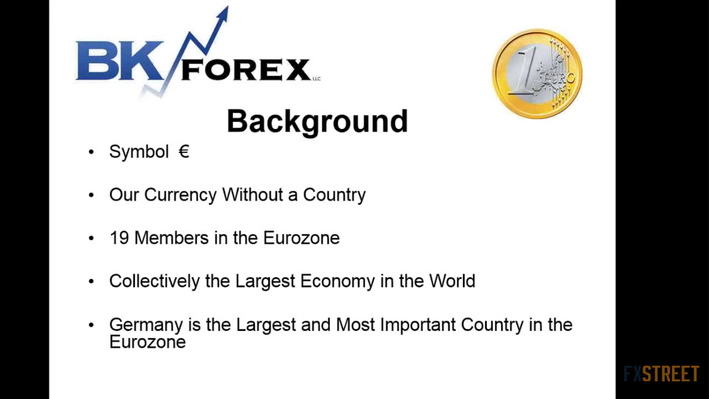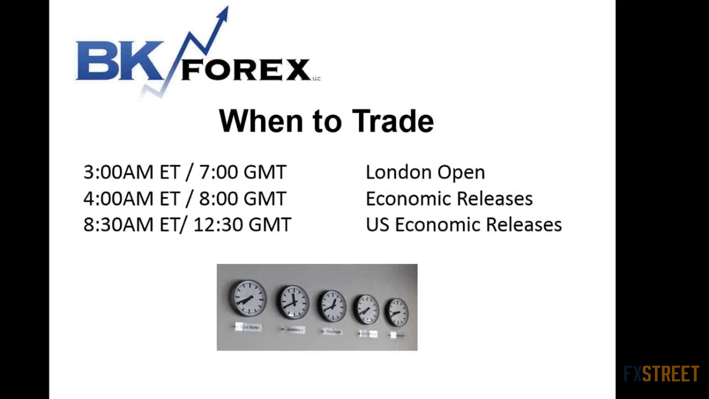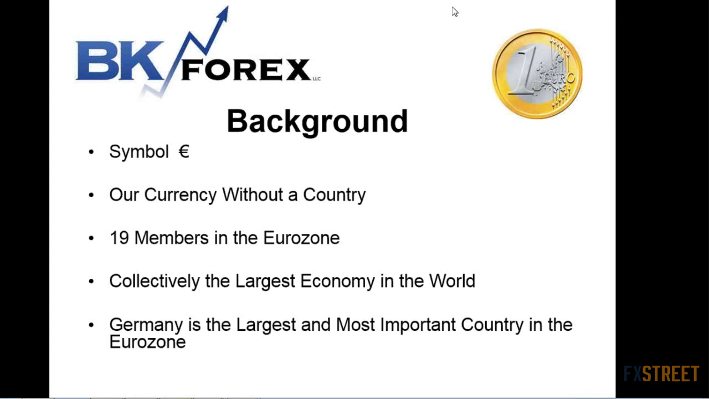The most important thing to know about the euro is that it's a currency without a country. There are 19 members in the Eurozone, and if you've been watching the headlines or if you've been around during the European sovereign debt crisis, you will know that it only takes one country to bring down the euro. In this case, right now, we're dealing with Greece and the possibility of a Grexit, which means Greece leaving the Eurozone, is really weighing heavily on the currency.